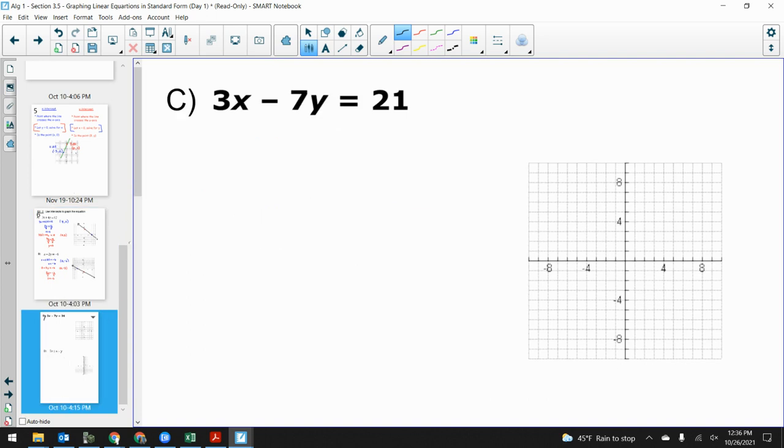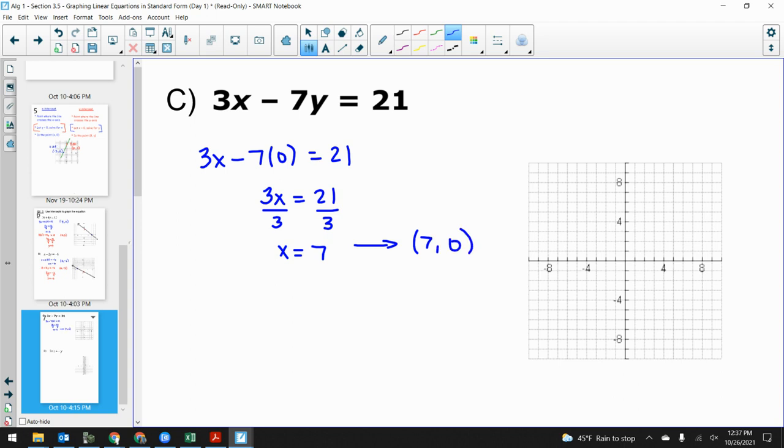All right, let's take a look at this part C here. 3x minus 7y is equal to 21. Okay, so again, we plug y as 0. So 3x minus 7 times 0 is equal to 21. So my 7y is going to go away, leaving me with only 3x is 21. So I divide by 3. X is 7, which gives me the coordinate 7, 0.